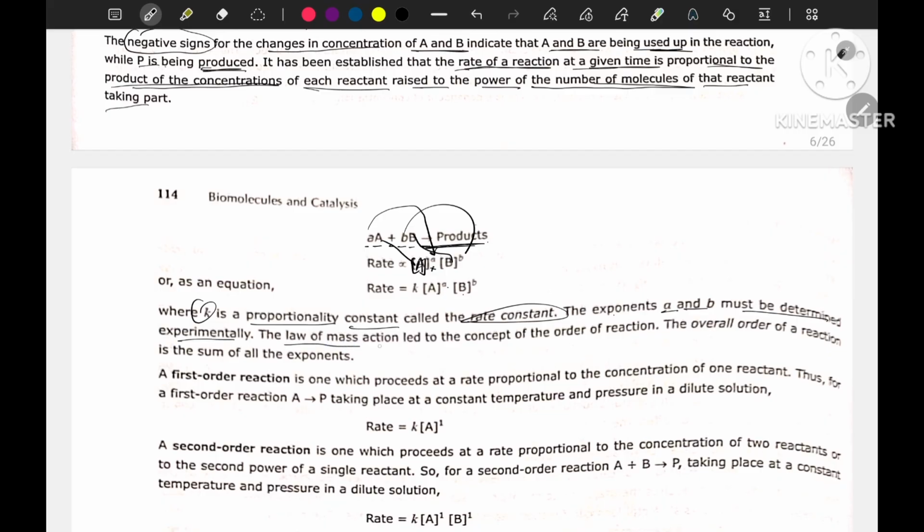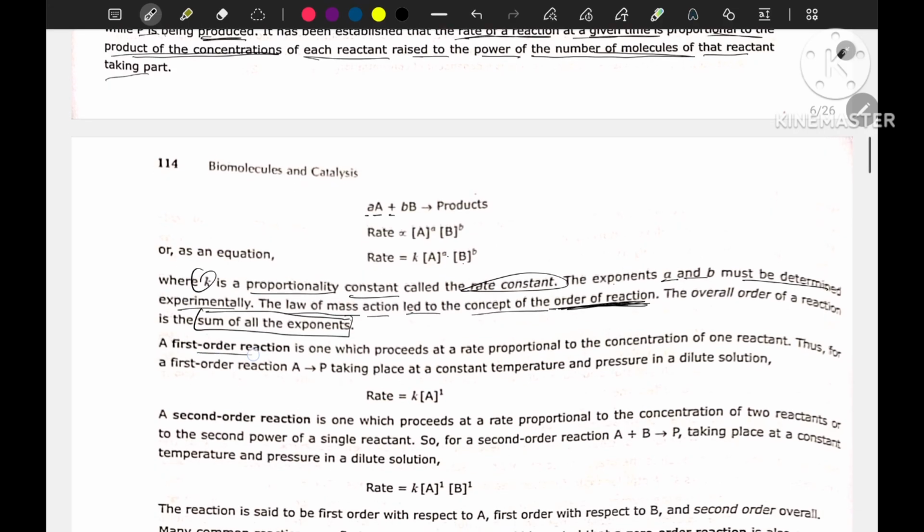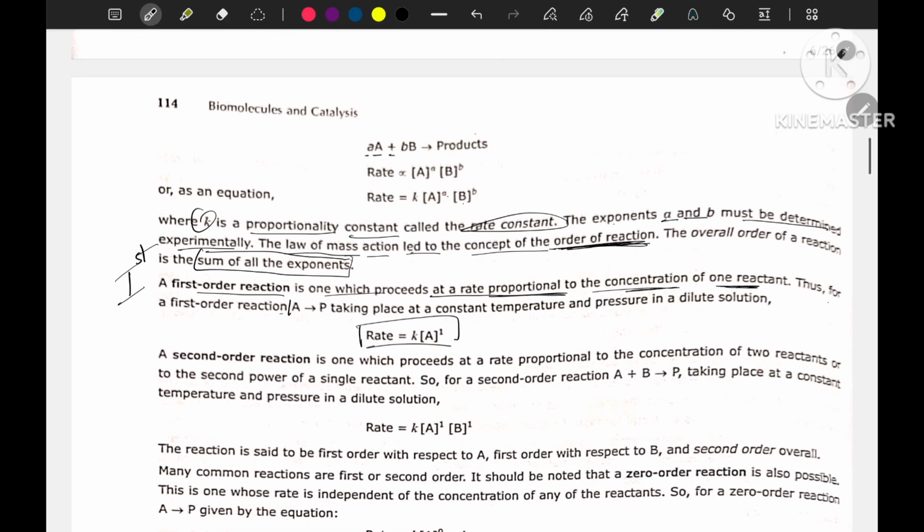The law of mass action led to the concept of the order of reaction. The overall order of reaction is the sum of all exponents. The first order reaction is one which proceeds at a rate proportional to the concentration of one reactant. Thus, for the first order reaction A to B taking place at constant temperature and pressure in a dilute solution, rate is equal to k[A]^1.